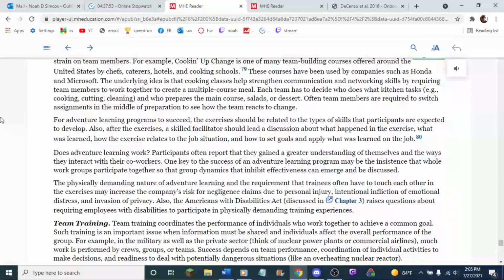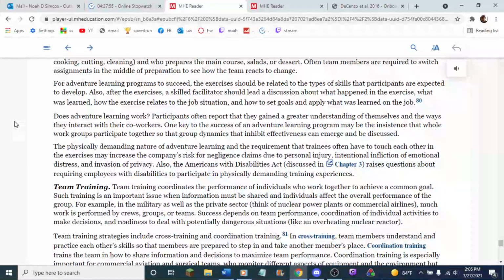For adventure learning programs to succeed, the exercises should be related to the types of skills that participants are expected to develop. Also, after the exercises, a skills facilitator should lead a discussion about what happened in the exercise, what was learned, how the exercise relates to the job situation, and how to set goals and apply what was learned on the job.